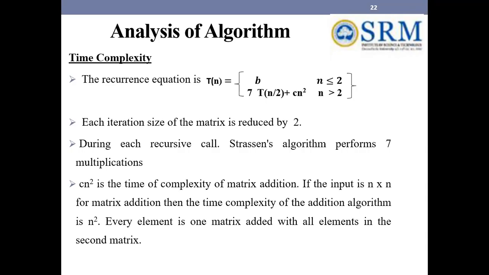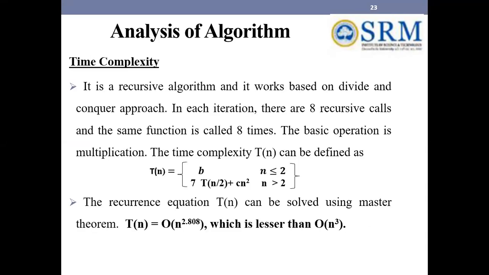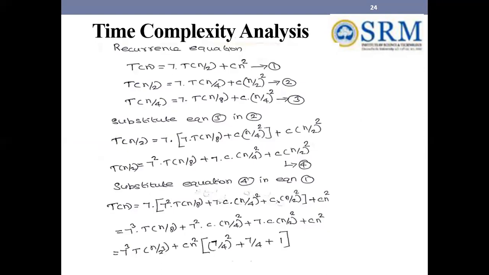In the matrix multiplication algorithm, how do we find the time complexity? It works based on 7 multiplications, which is lesser than order of n cube. The recurrence equation T of n can be solved using Master's theorem, which is lesser than order of n power 3.